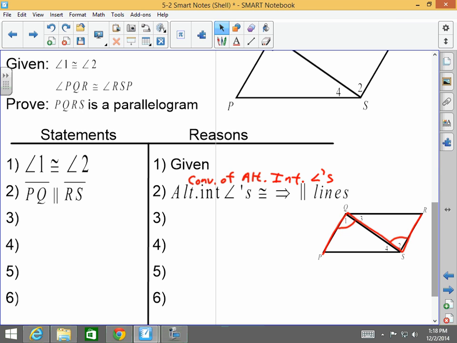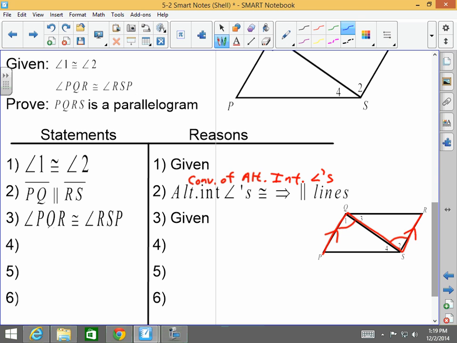So now I know these guys are parallel. So okay, we got halfway. We know that one pair of opposite sides are parallel. Next, I know that angle PQR is congruent to angle RSP. That's a given, right? So if angle PQR is congruent to RSP, let's look at that in blue, that means that this is congruent to that. What do we know about angle 3 and 4?